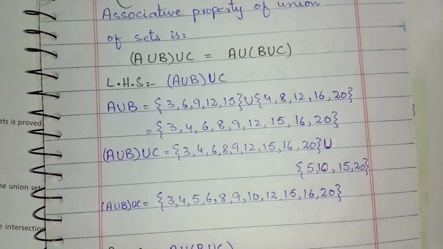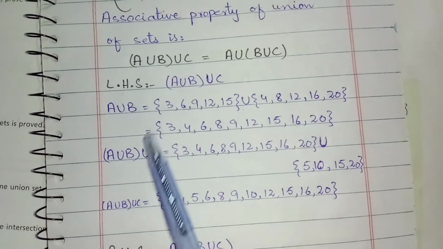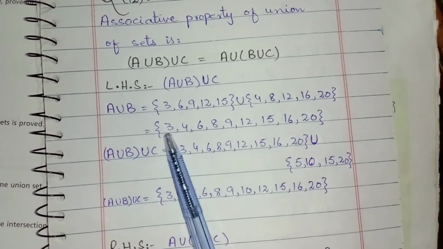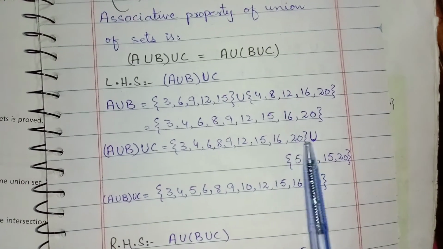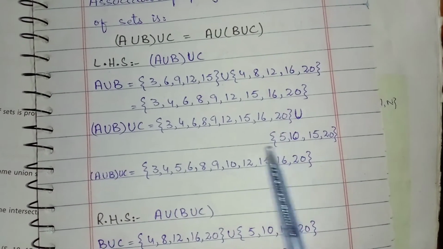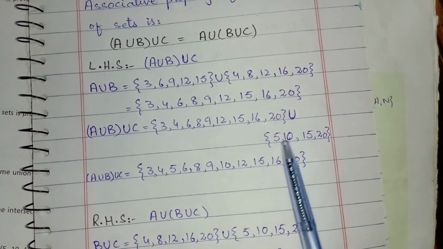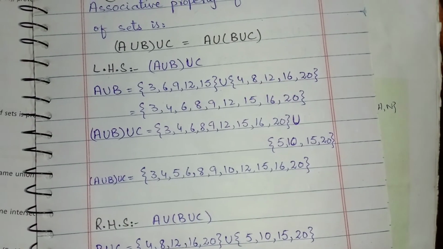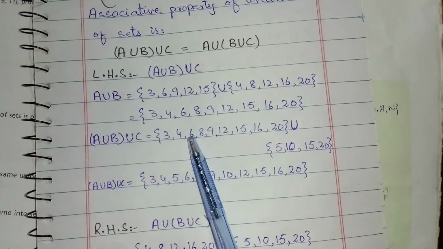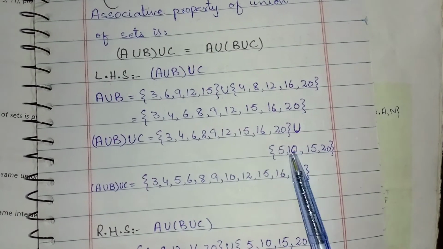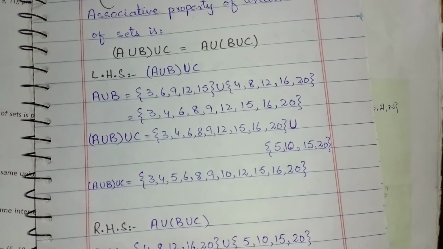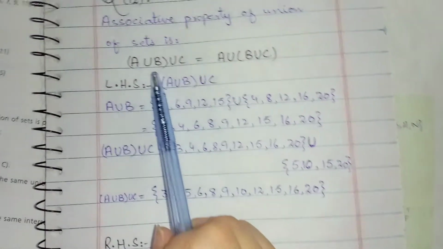Now we have to take union C with A union B. (A union B) union C, the answer of A union B is this, so we can write here union C. The set C is 5, 10, 15 and 20. Now we have to write all the elements that are contained in A union B and C. That is 3, 4, 5, 6, 8, 9, 10, 12, 15, 16 and 20. So this is the answer of (A union B) union C.